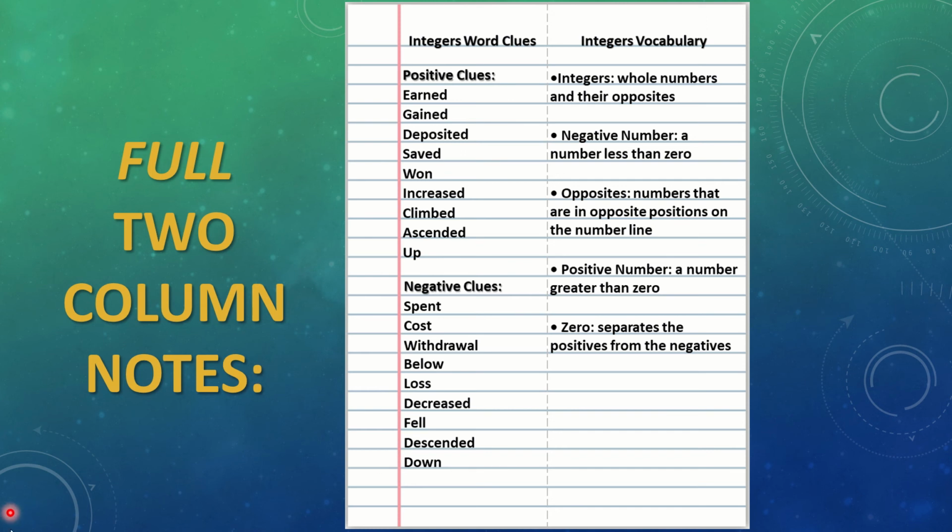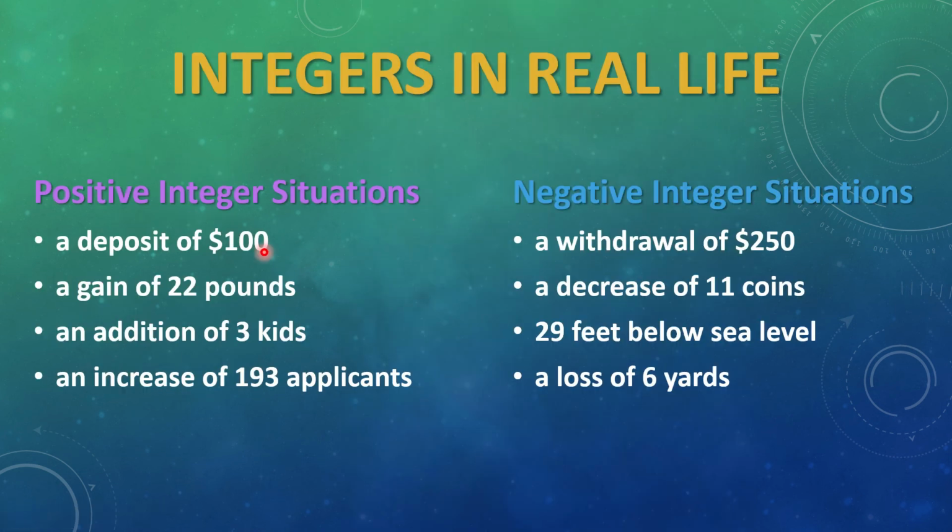So now let's talk about some integers in real life. We have our positive integer situations. For example, a deposit of $100. So deposit means I'm putting into an account. I'm going to add some money to it. So that's a positive integer situation. A gain of 22 pounds. Now, you may not be happy you gained it, but it's a positive number. You're adding on 22 pounds.